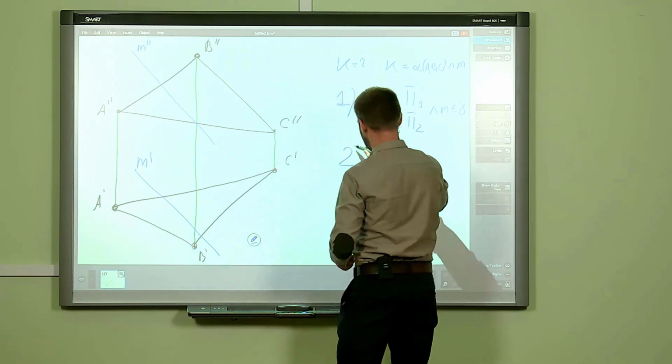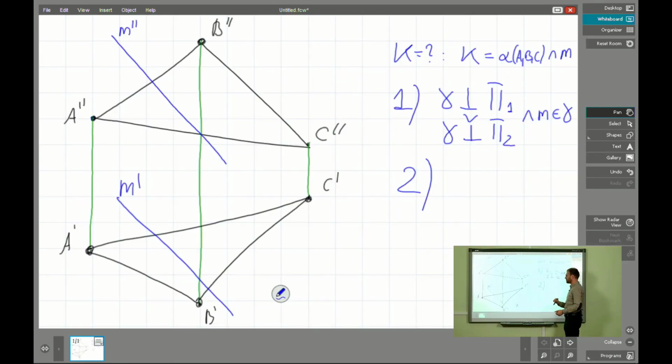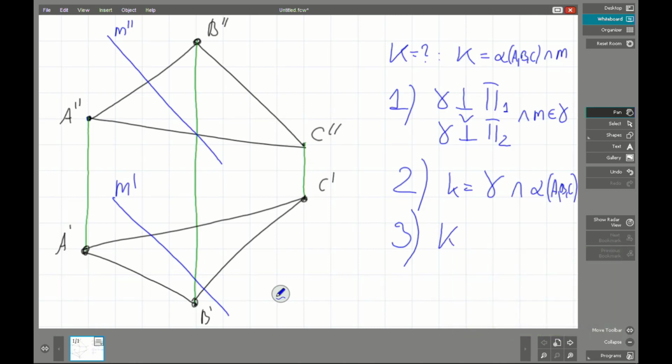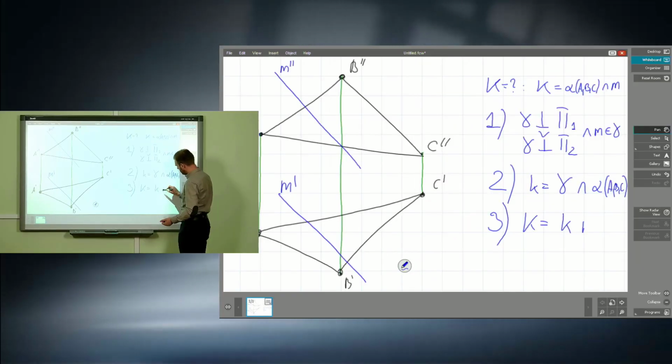Okay, it means one of that condition has to be fulfilled and that condition has to be fulfilled. Second step, if we introduce our auxiliary plane gamma, in the next step we will have to find the folding line between gamma and plane under consideration, in that case alpha A, B, C, and the last step, it will be the easiest step. It will be connected with finding of our question, it means we have to find the intersection point between K, I mean the folding line K, and piercing line M.